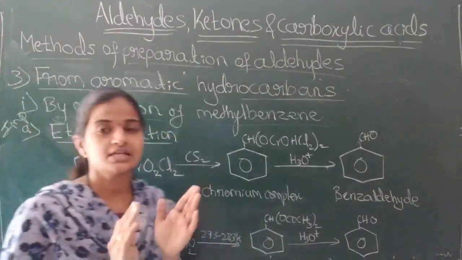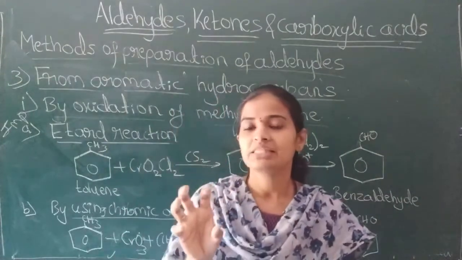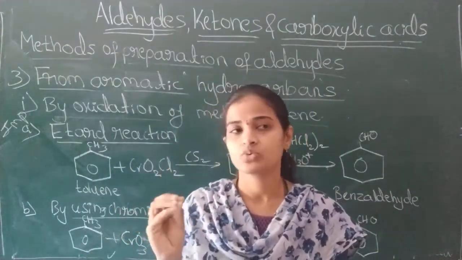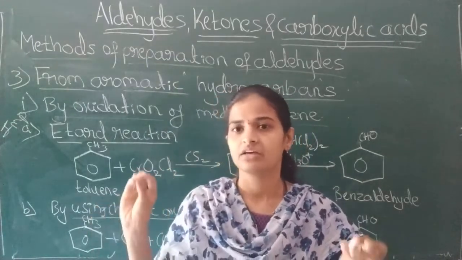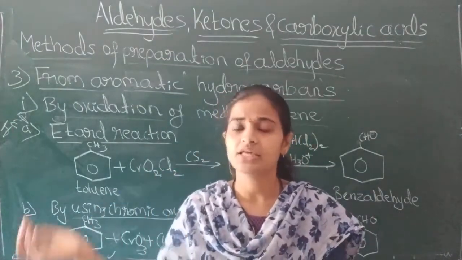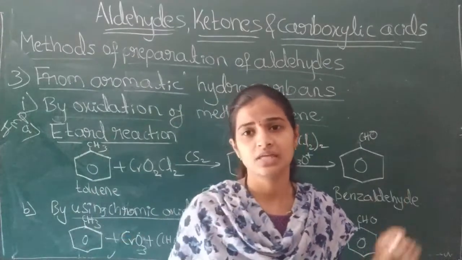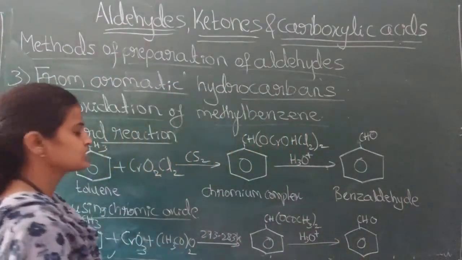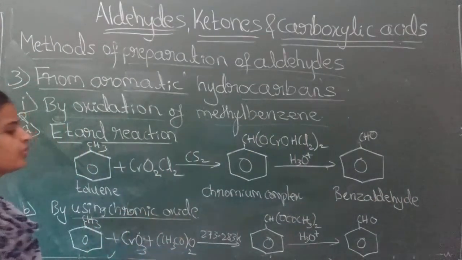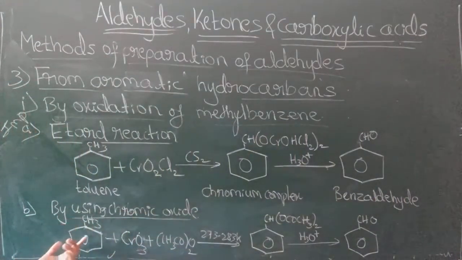Okay, what is the Etard reaction? Where methyl benzene is oxidized by using chromyl chloride in the presence of carbon disulfide, which forms the chromium complex, which on acid hydrolysis gives the aldehyde. Okay, methyl benzene can also be oxidized by using what? Chromium oxide. That is another way of oxidation.